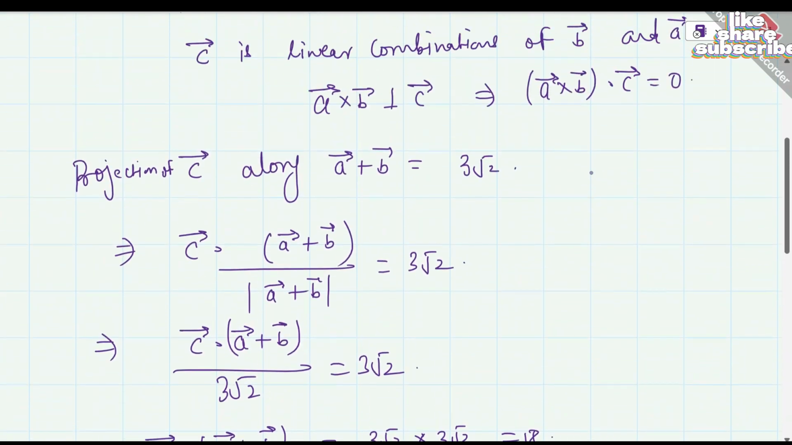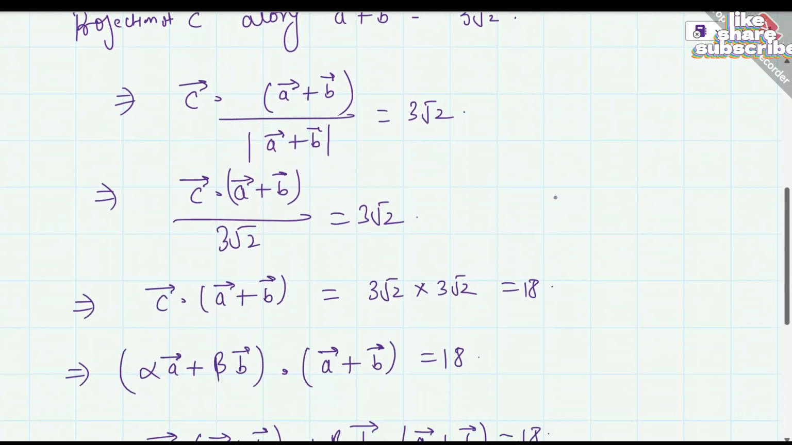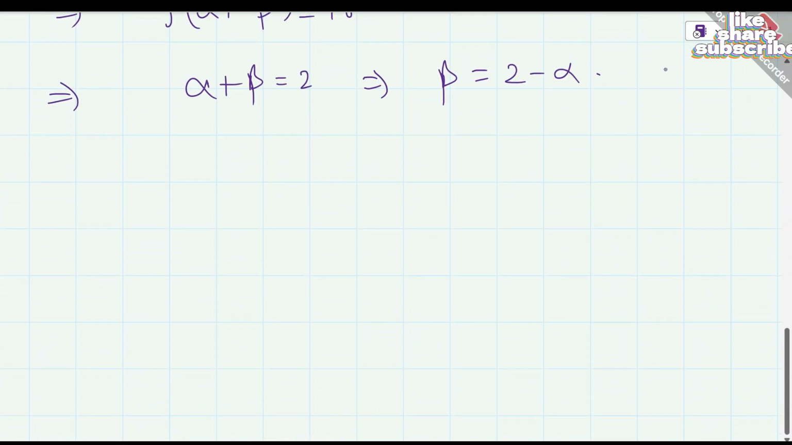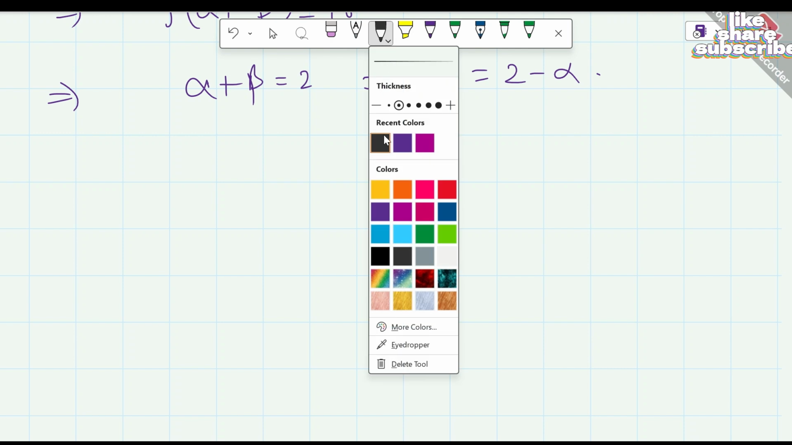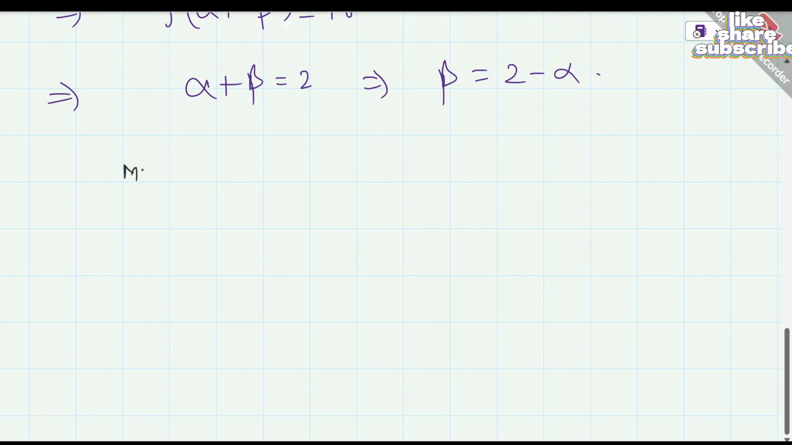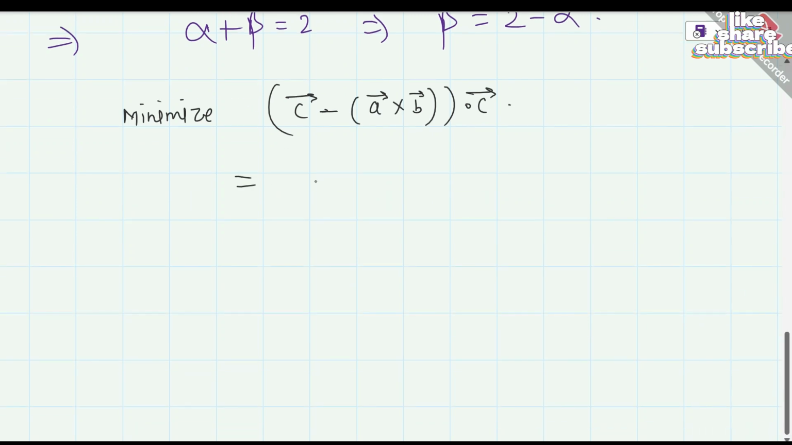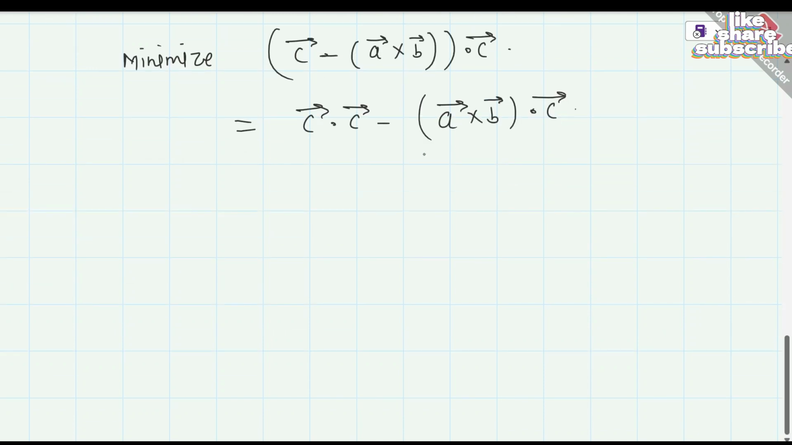Now we have to minimize our objective function, which is C minus A cross B dot vector C. So this is equal to C dot C minus A cross B dot vector C. This quantity A cross B dot C is 0, as we have discussed earlier. So this is equal to C dot C minus 0. So we have to find out this function.